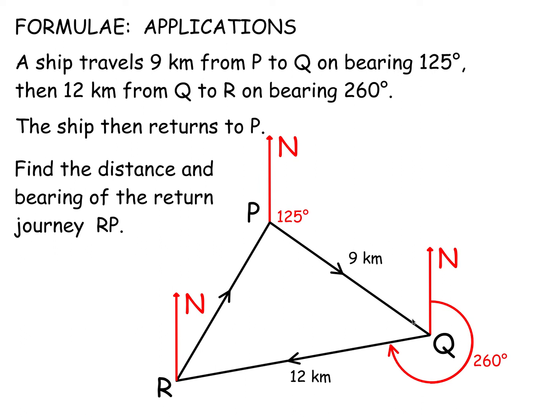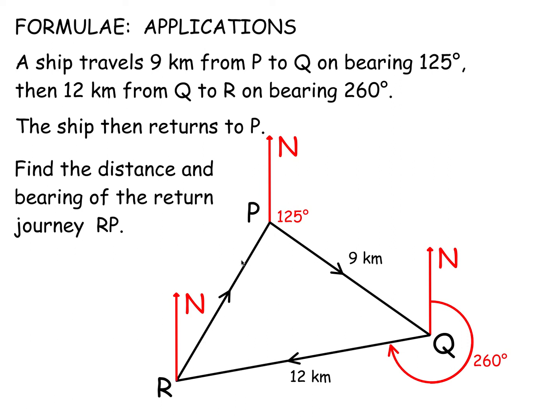There's 9 kilometres from P to Q. Bearing clockwise from north, 125 degrees. Then moves from Q to R, 12 kilometres, bearing 260 degrees. There's Q to R, 12 kilometres, 260 degrees clockwise from north. So this is the description, but the diagram shows it. From R, the ship then returns to P. You have to work out the return journey's distance and the bearing.